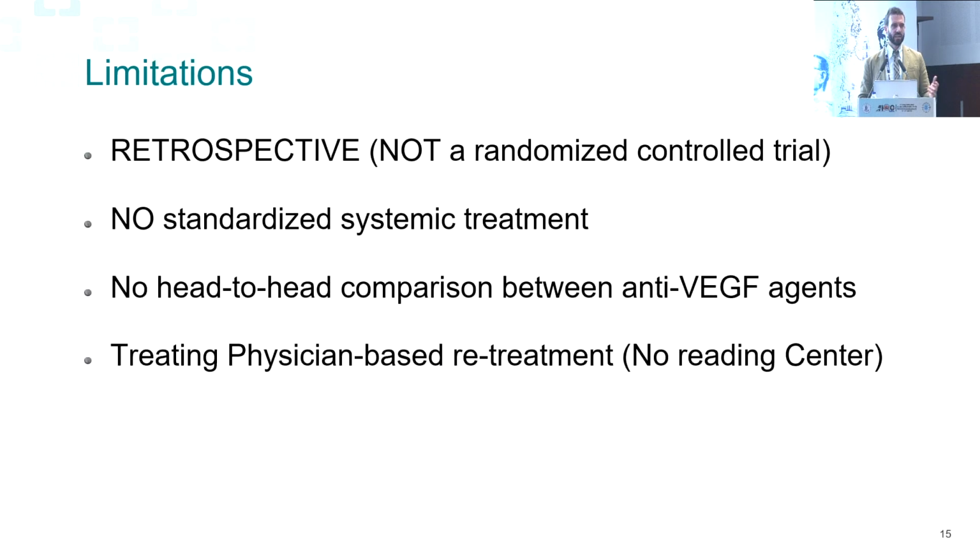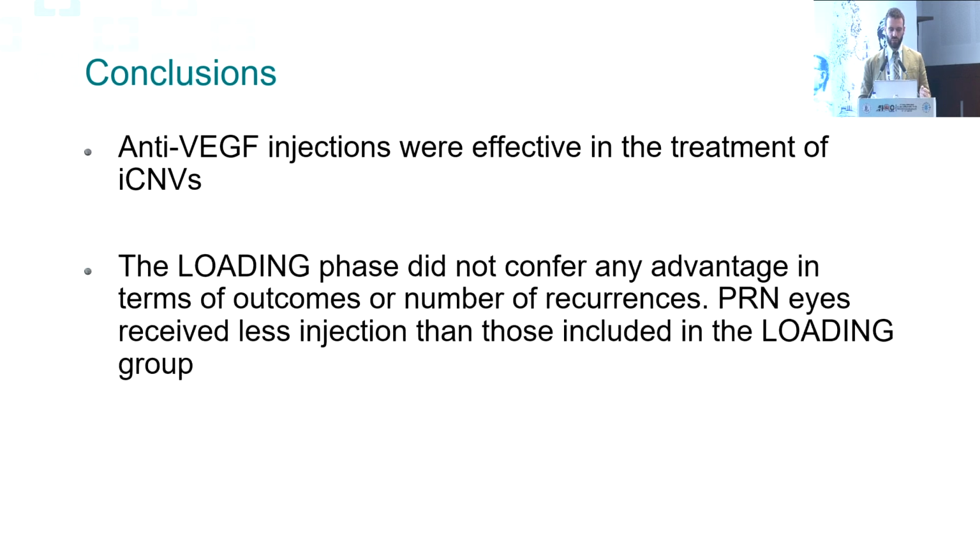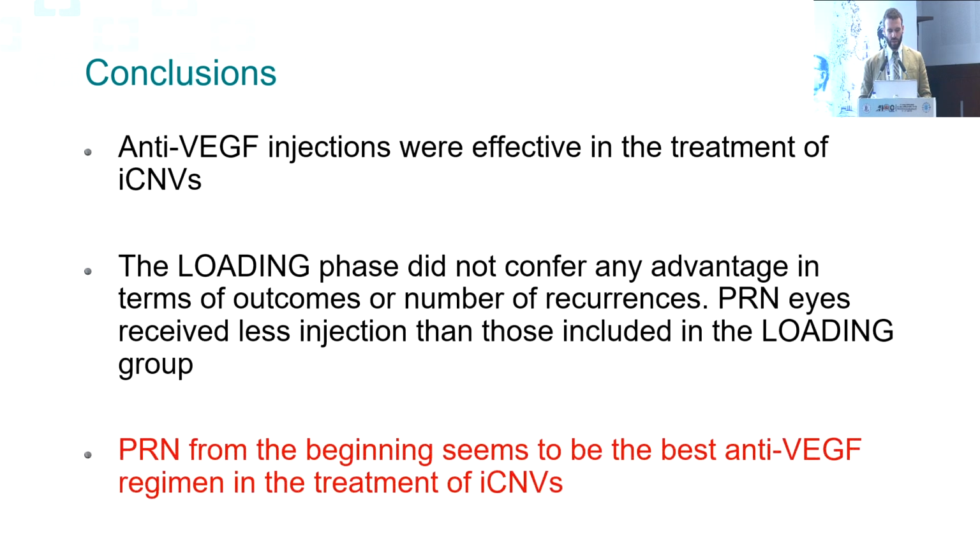So it has some limitations because it's retrospective, it's not standardized treatment, but it's a start for us to tell that patients can be treated with anti-VEGF PRN when they have inflammatory CNV. Anti-VEGF were effective in our group, and the loading phase did not give any advantage to patients treated PRN from the start. So PRN seems to be the best way.